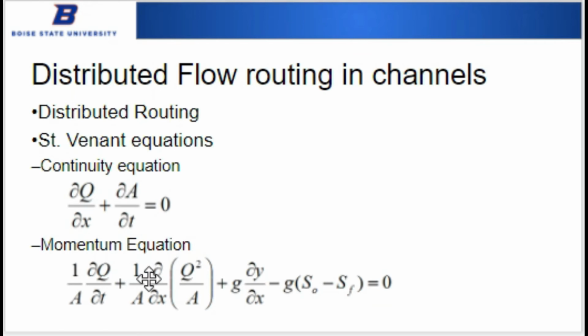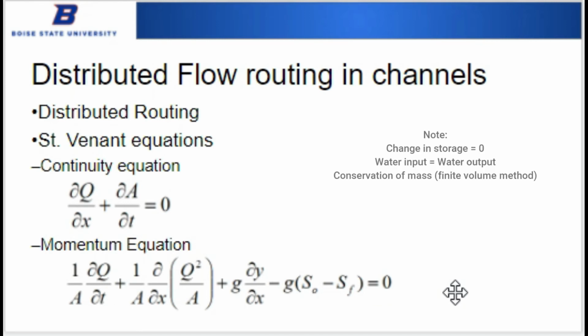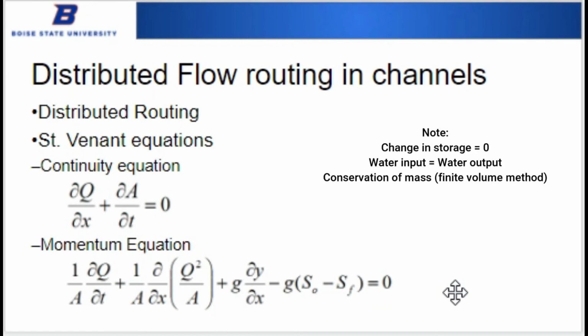For the momentum equation, here we're still looking at the change in flow with respect to time. We're using area approximations, but here we're looking at the change of flow with respect to area. We're adding in a gravity term. We're also looking at the y versus the x direction. And once again, it's set equal to 0 because of an assumption that the change in storage, our water that's in the beginning of the simulation, is the water that's in the end of the simulation. So we're conserving our water, or conserving our mass.